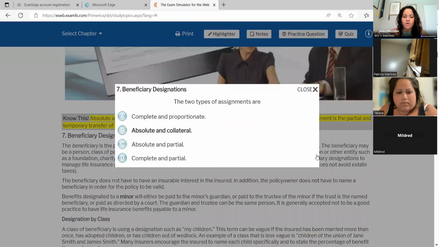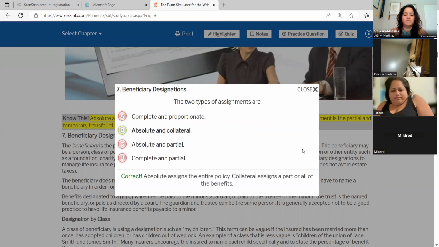The two types of assignments are complete and proportionate, absolute and collateral, absolute and partial, complete and partial. B. Perfect. Absolute, again, assigns the entire policy. Collateral assigns a part or all of the benefits.